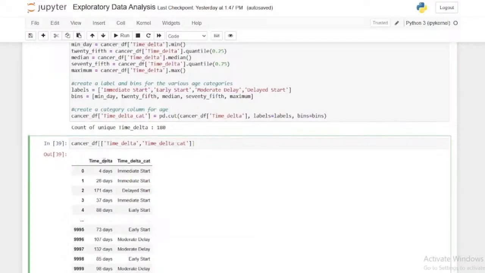So we could see our time data column, which is the difference between the date a patient was diagnosed and the date a patient started treatment. For this person, it took 4 days to commence treatment, and we can see under the time data categorical column it is categorized as an immediate start. The next patient took 26 days to commence treatment, and you can see we have an immediate start also, while the third patient took 171 days to commence treatment, and it is labeled as a delayed start.